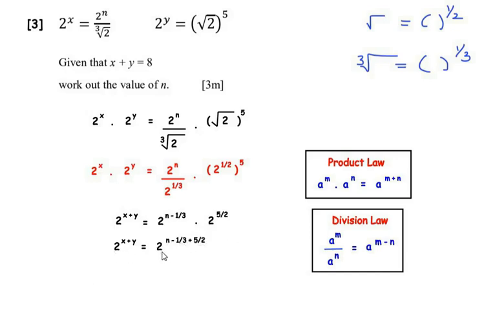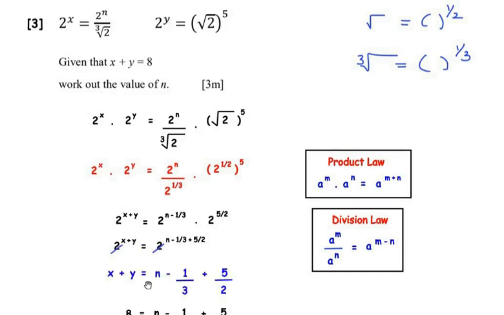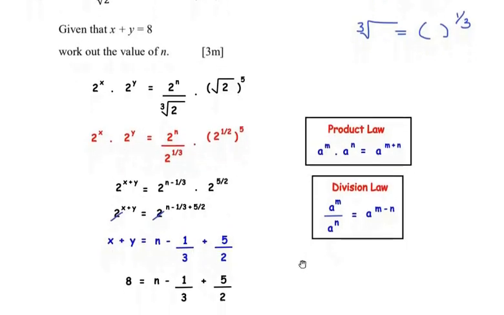Now since the bases have become same on both the sides of the equal to sign, we can cancel off the bases and equate the powers with each other now, giving us x plus y is equal to n minus 1 over 3 plus 5 over 2. Now here in the question, the value of x plus y was given as 8. So in the next step, in place of x plus y, we have written its value, that is 8, is equal to, now the right hand side stays the same.